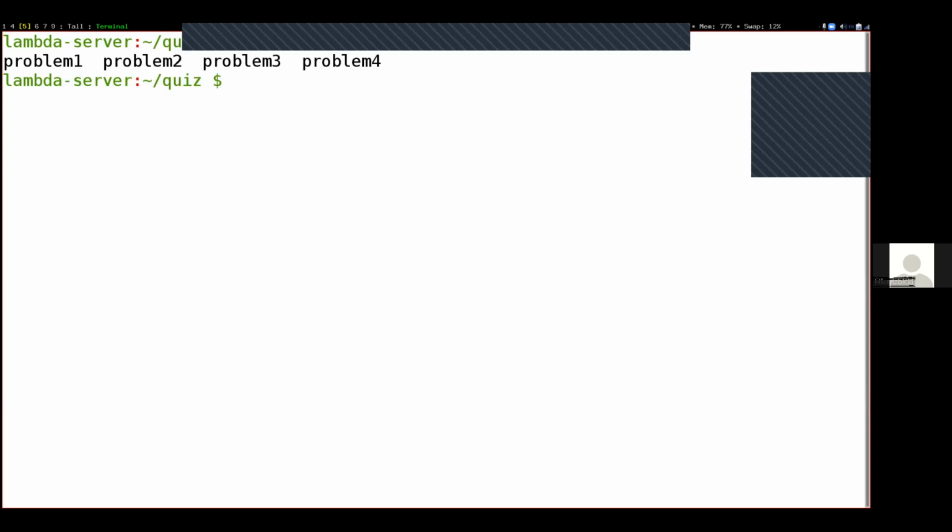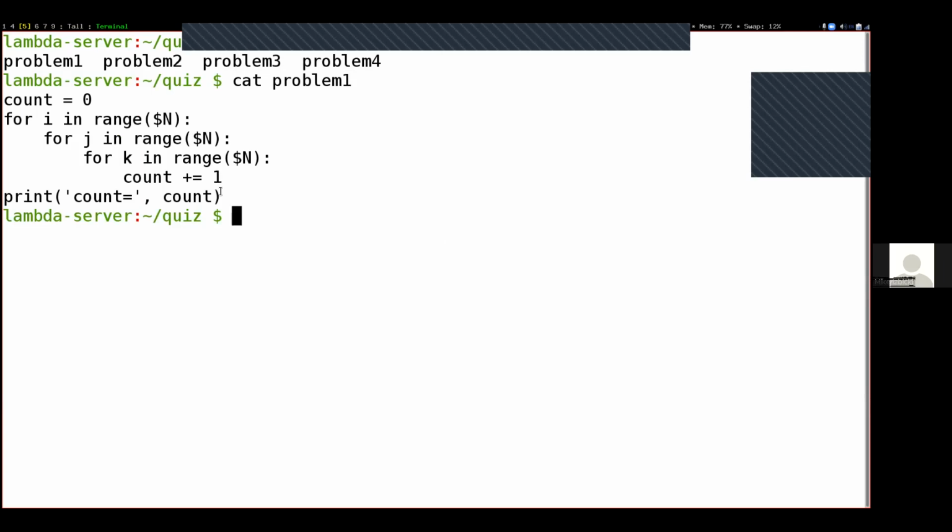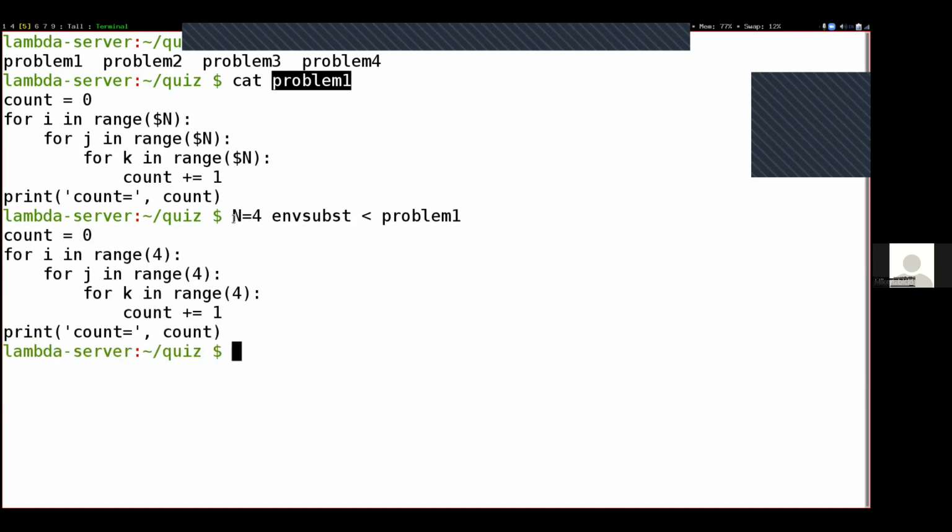Inside of this quiz folder, I type ls, and you can see that I have these 4 problem statements. If I type cat on problem 1, this just contains the actual text of problem 1. I'm going to do something slightly different than what we've seen before to make the experiment easier to run. I'm going to use this command right here, and I'll run this first and then explain what's going on.